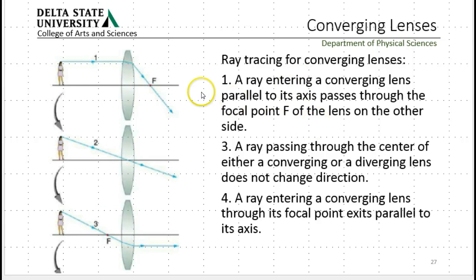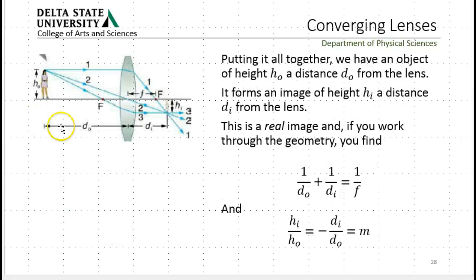So let's review for converging lenses. Here we are: a parallel line hits the lens and goes through the focal point. Now we start at the figure's head and go through the middle. And finally, we start at the figure's head, go through the focal point, hit the lens, and then go out parallel. When you put all of this together, you find that these lines have an intersection point right here.